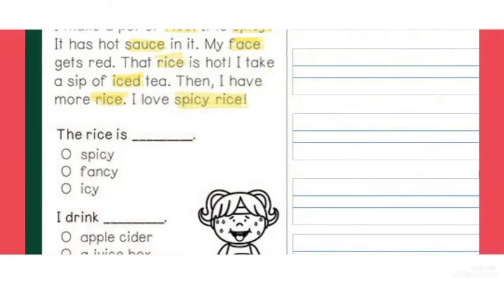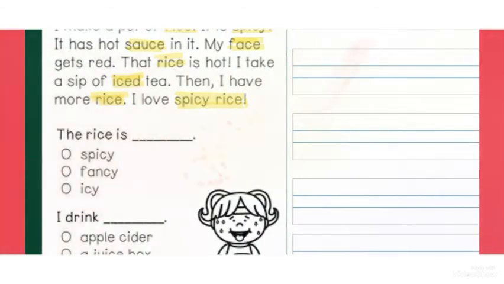Let's see words having soft C. Spicy, rice, rice, spicy, sauce, face, rice, iced, rice, spicy, rice. So here we have 1, 2, 3, 4, 5, 6, 7, 8, 9. We have 9 words having soft C. The letter C that sounds S.